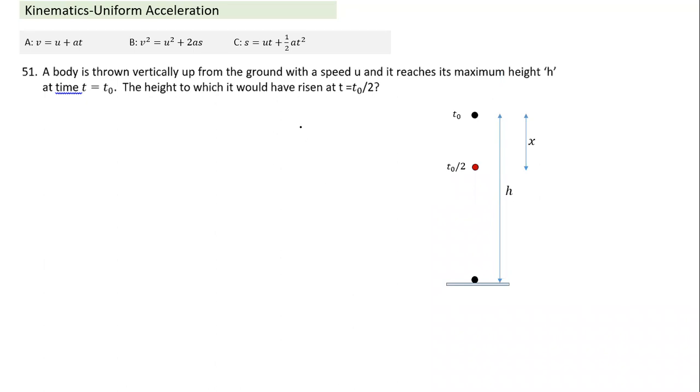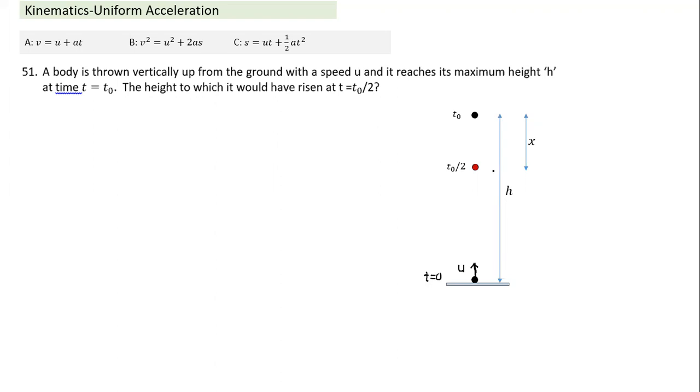Okay, now let's come to some numericals. A body is thrown vertically from the ground with the speed u, and it reaches a maximum height h. So from here it is thrown. At t equals 0, if I draw a figure also, this is similar to the previous question. I'm just saying how do we apply what we have done in the previous case in this case. It is thrown with the speed u. It reaches a maximum height h at time t0.